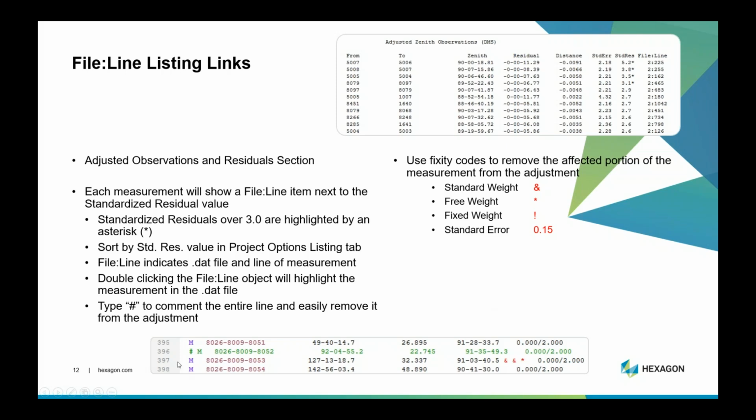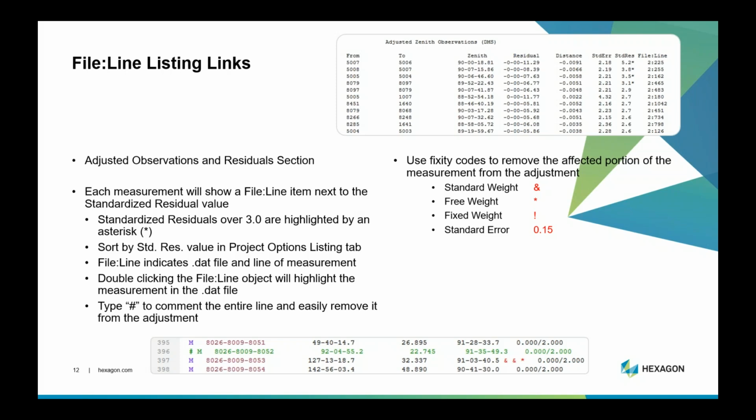So that's not the measurement that I have commented out at the bottom, but I do have a zenith value commented out there. So using the standard weighting, which is the ampersand symbol there, we can use 2 of those, which will take the angular value and the distance value and weight them as standard. And then the third one will freely weight that zenith value, allowing it to float in the adjustment, sorry.